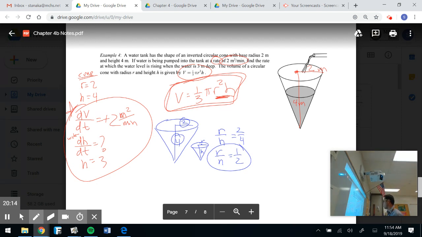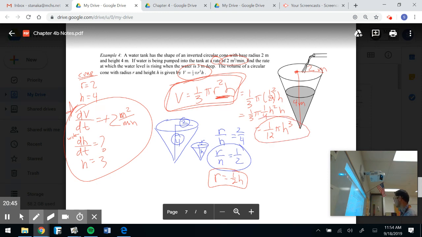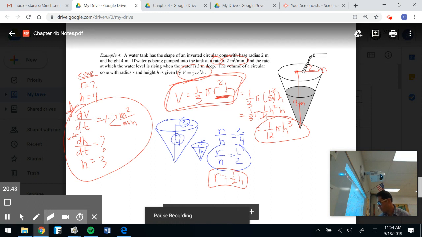Well, if I want that to all be h's, let's solve this for r, which means I get 1/2 h. Okay, and then I'm going to come back up here, and in my equation, I'm going to substitute in that 1/2 h for r, square it, and if I do that simplification, that would be 1/3 pi, 1/4 h squared, and another h, which gives me 1/12 pi h to the third. Now that's going to be so much easier to deal with, and guess what? I'm going to have to erase a lot of this stuff, you guys, so I hope I don't lose you.